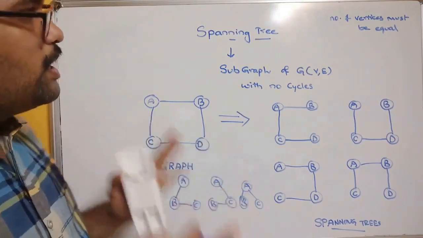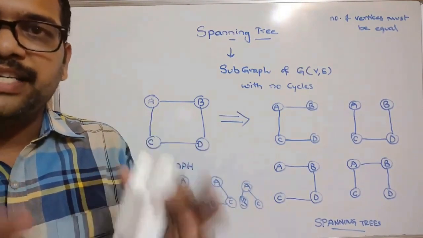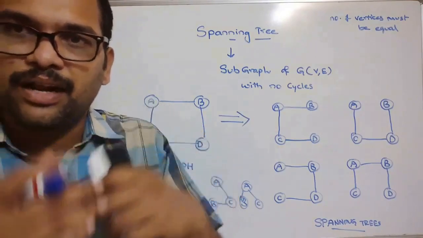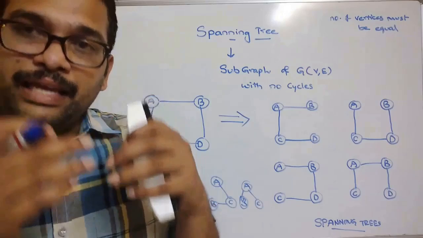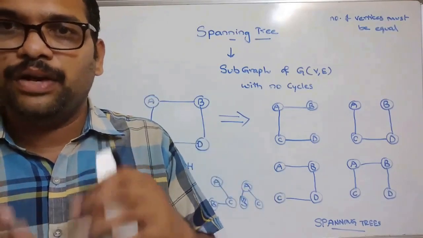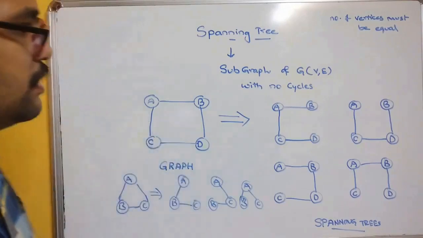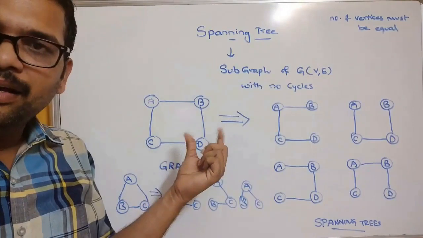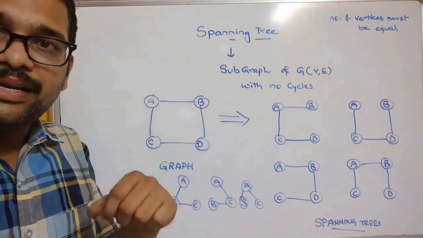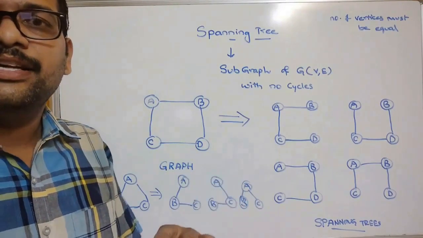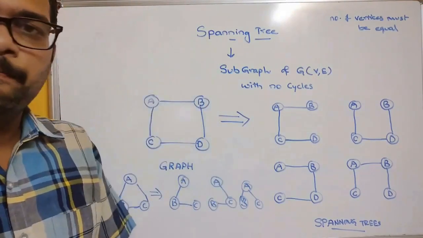So hope you got an idea about this spanning tree. What exactly is this spanning tree? A spanning tree is a subgraph of the original graph with n vertices and n-1 edges, right? So we need to follow the 3 points. One, all the vertices should be connected; two, if n vertices are there, n-1 edges should be there; and three, there should be no cycles. So this is all about our spanning tree.